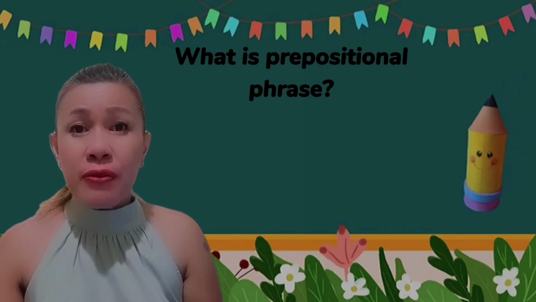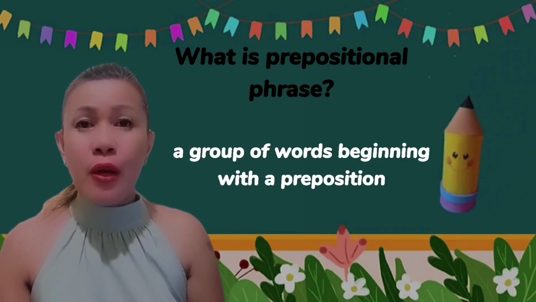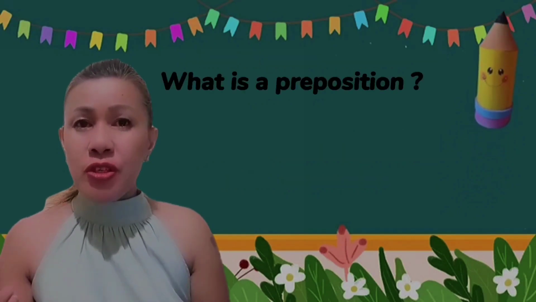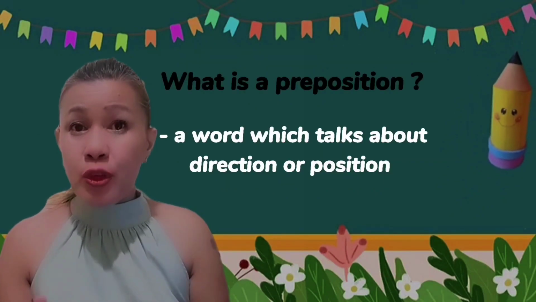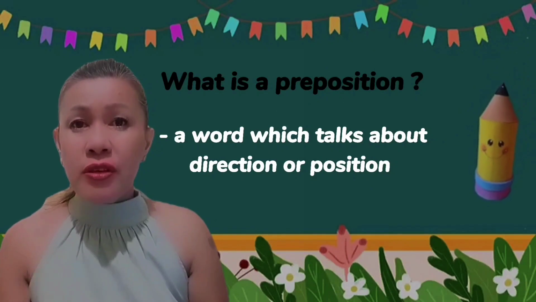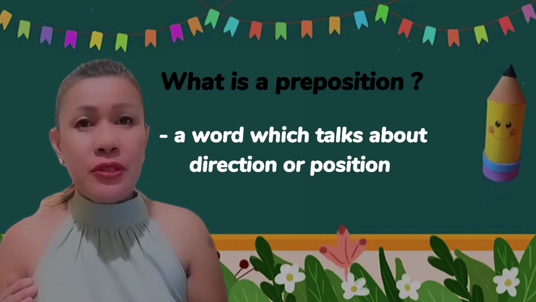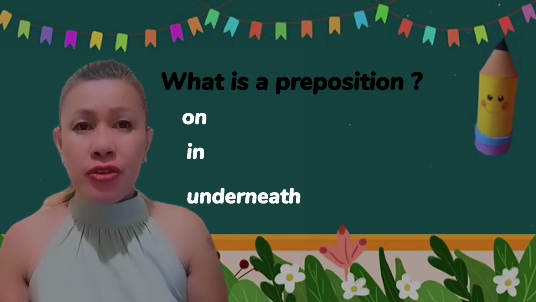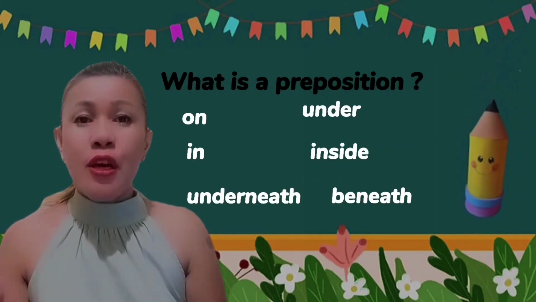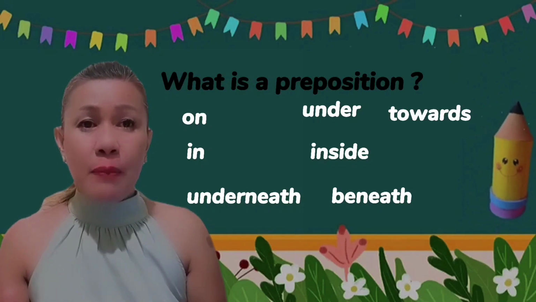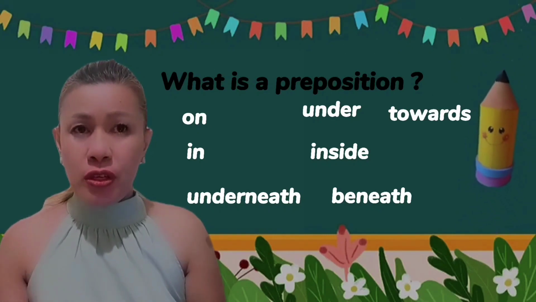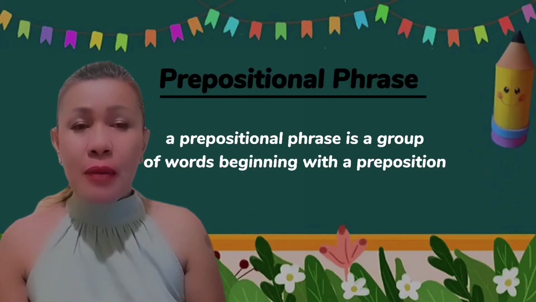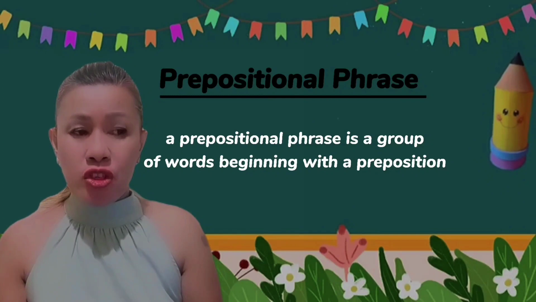A prepositional phrase is a group of words beginning with a preposition. A quick review. What's a preposition? A preposition is a word which talks about direction or position. So examples like on, in, underneath, under, inside, beneath, toward. These are examples of prepositions. So going back, a prepositional phrase is a group of words beginning with a preposition.